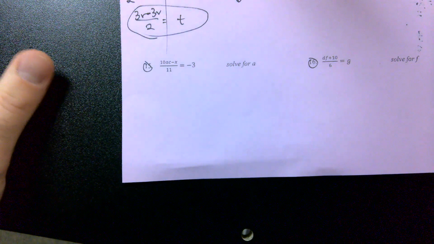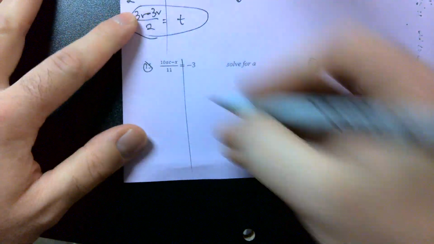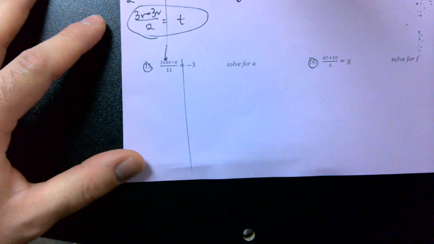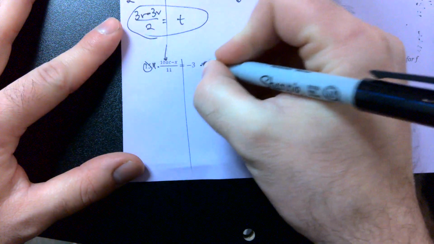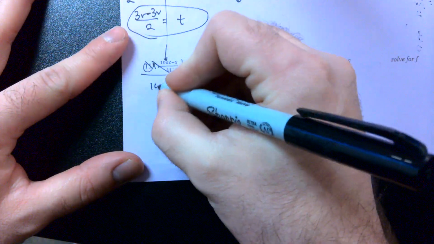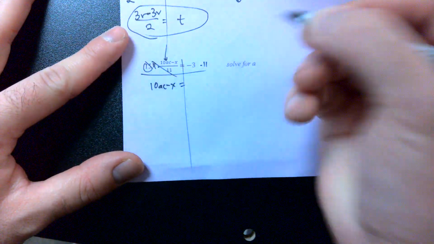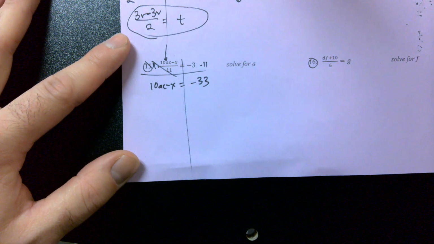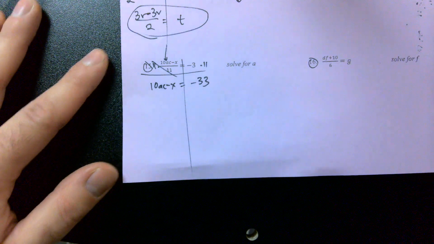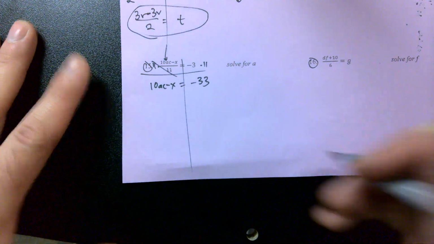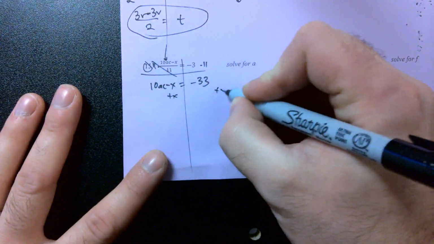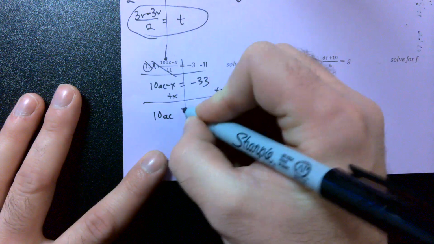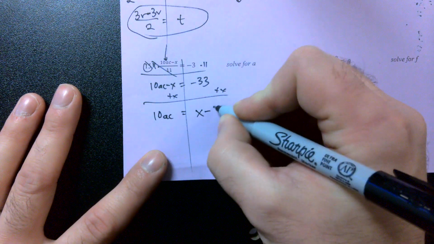Dropping down to number 15. Number 15, just like the warm-up, I got to get A all by itself. There's a lot of layers to peel back here. I definitely want to start with that fraction, though, because I hate fractions and decimals and mixed numbers. So I get that negative 33 on the right. What do I want to do now? What would my next step be? Plus x. 10ac equals x minus 33.